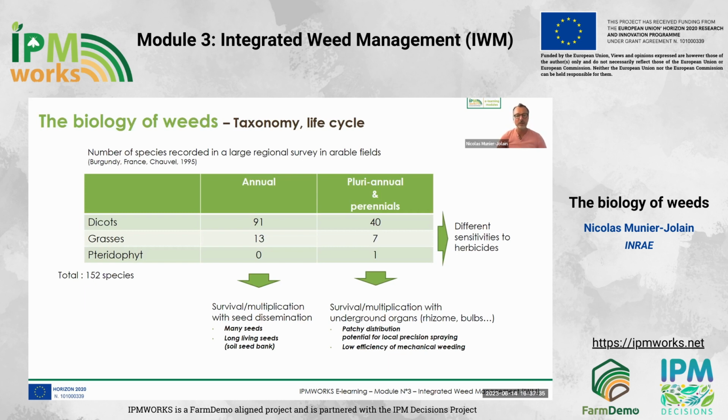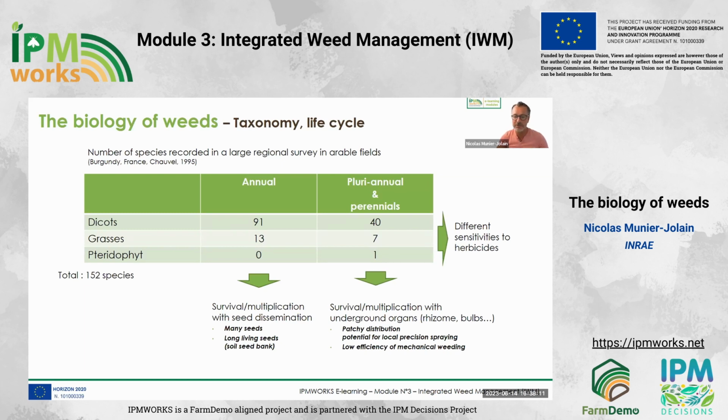And annual weed species survive in the environment, in the fields, by the dissemination of seeds. Most often annual weed species produce many little seeds, and these seeds are long living in the soil. So they produce the soil seed bank, and the soil seed bank is the potential for the emergence of new weeds in the next crops, in the next years.